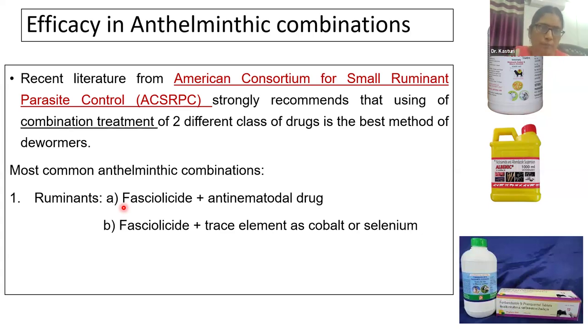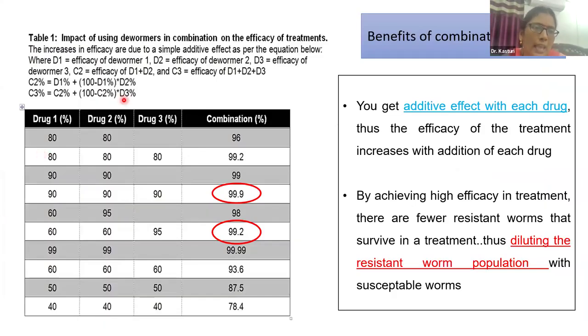the infection. Here is an example showing the impact of dewormers in combination. If you can observe, drug 1 has only 90% efficacy, and similarly drug 2 also has only 90% efficacy. But when you give these drugs in combination, the efficacy is increased to 99.9%. Similarly here also, the individual drug has only 60% efficacy.